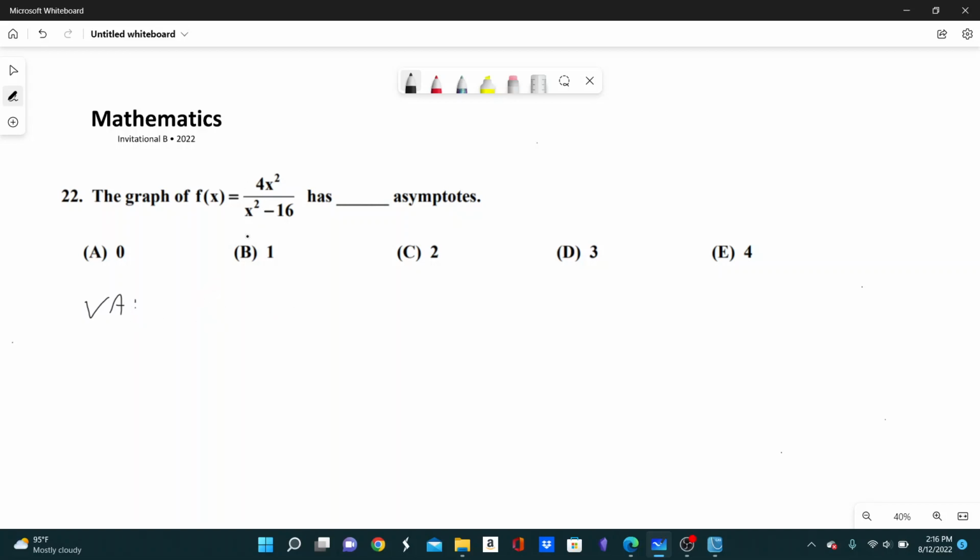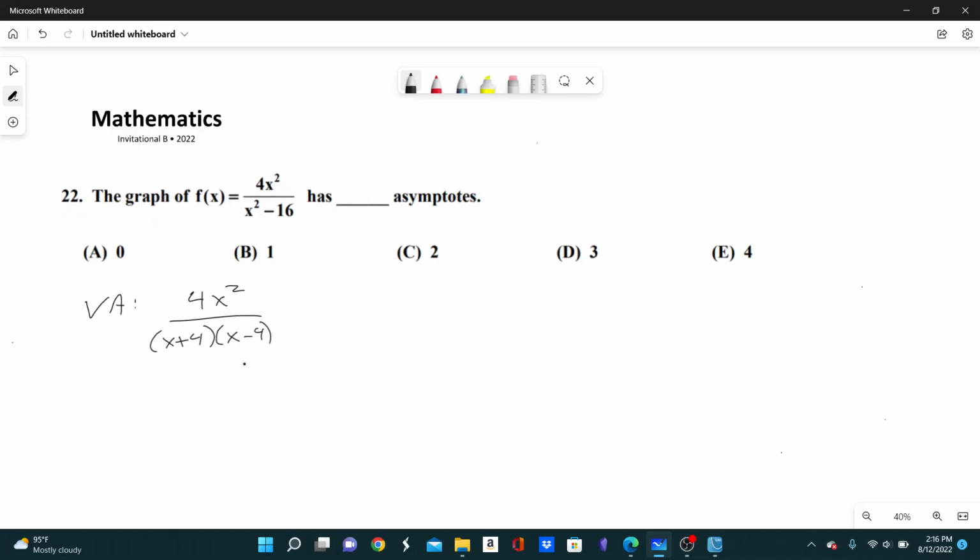To do that, all we have to do is factor the top and the bottom. So 4x squared, that doesn't really factor. I suppose you could take out a 4, but then it doesn't. Yeah, you can't really factor. It's just one term. But with x squared minus 16, we have a difference of squares. So we can factor that to be x plus 4 and x minus 4.